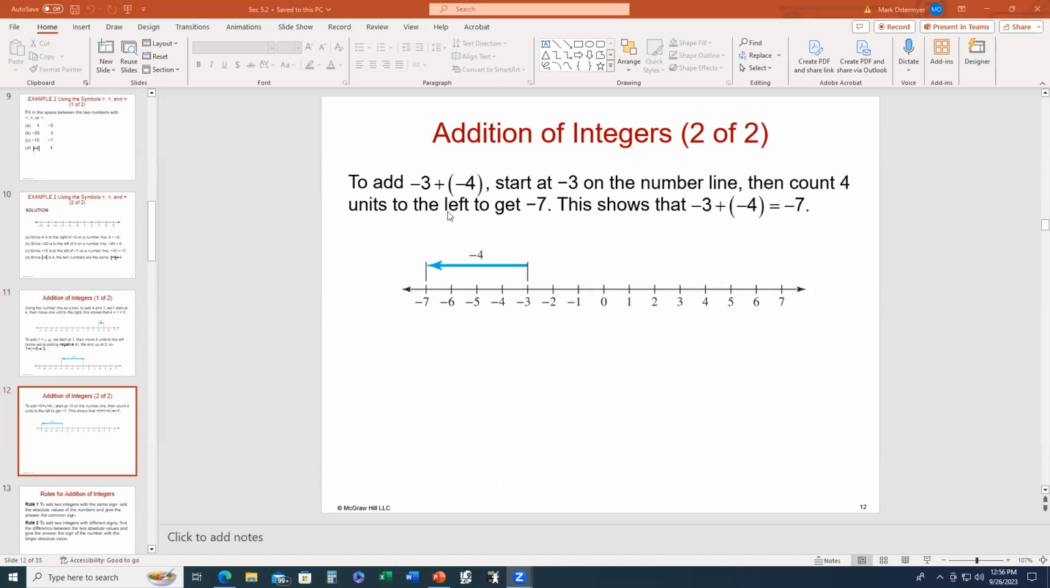Let's try another one. -3 plus a -4. We start at -3, and to -3 we're going to add a -4, which means we go 4 units from -3 in the negative direction. So -3 plus -4: -1, -2, -3, -4. Where do we land? We land at -7. All right, so we're starting to see how we can, using number lines, add integers together.